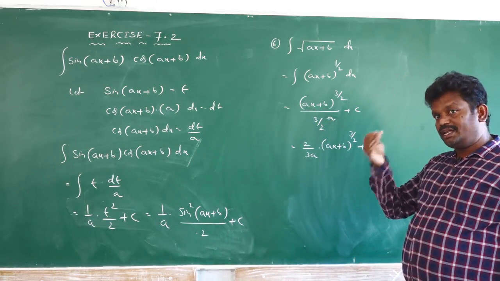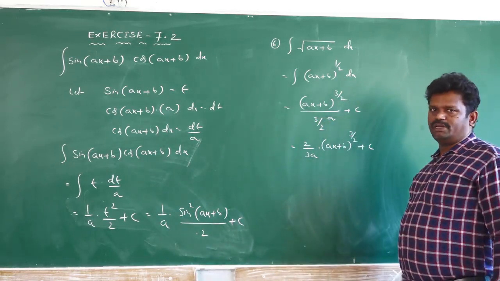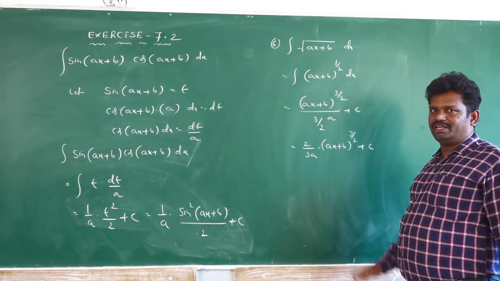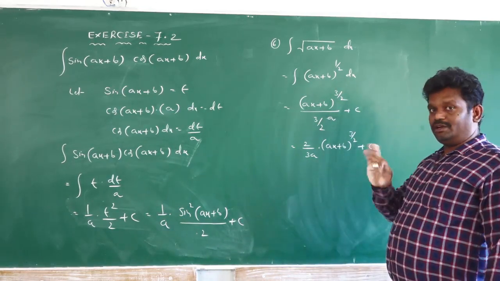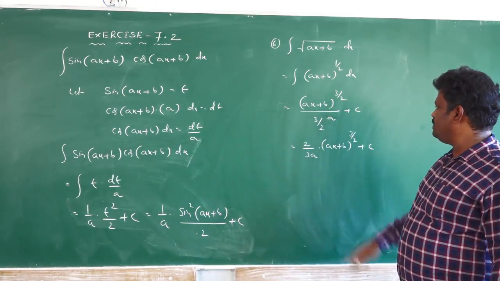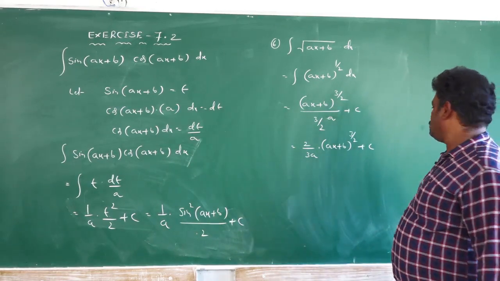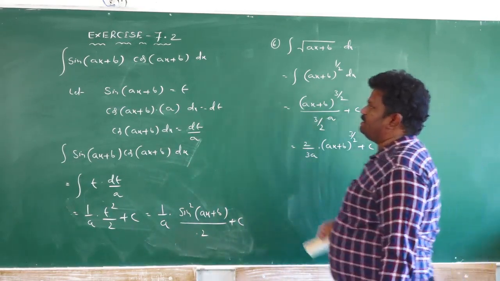In integration, the derivative value is written in the denominator. In derivatives, that value is multiplied in the product. Okay, that is the difference. So if you identify that difference, here the a value is converted, and the value is 2 by 3a into (ax plus b) whole power 3 by 2 plus c. So this is the integral value of the given sixth question. And similarly, the seventh.